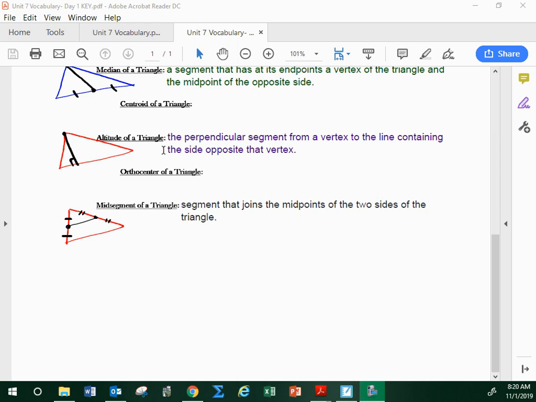All right, mid-segment simply joins the midpoints. Again, I have three different sides, so I have three different midpoints. So if I were to draw on all of my mid-segments here.